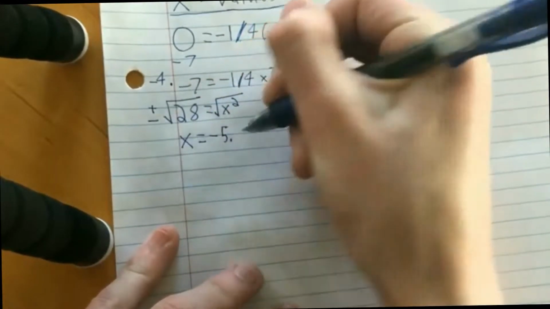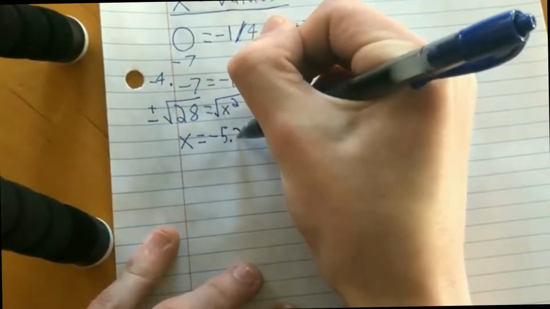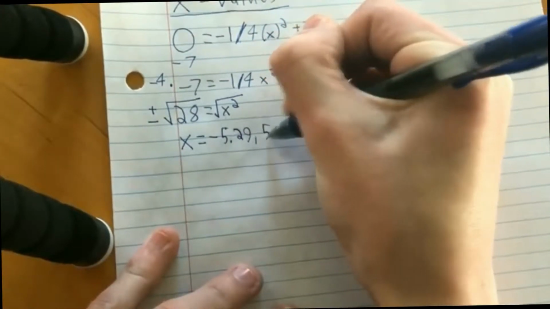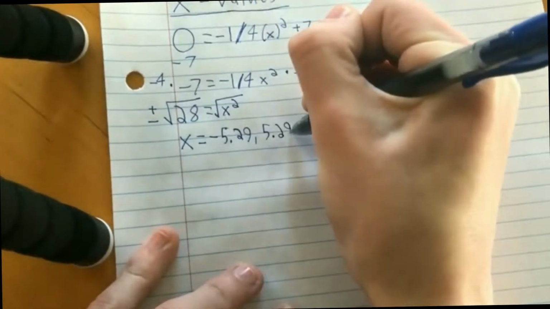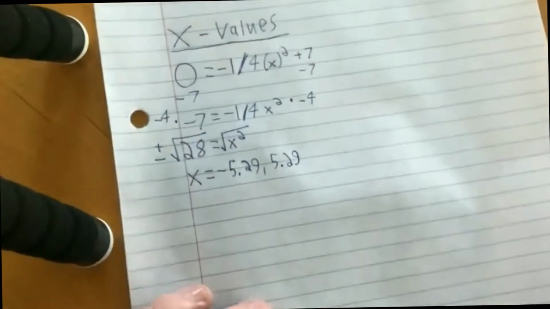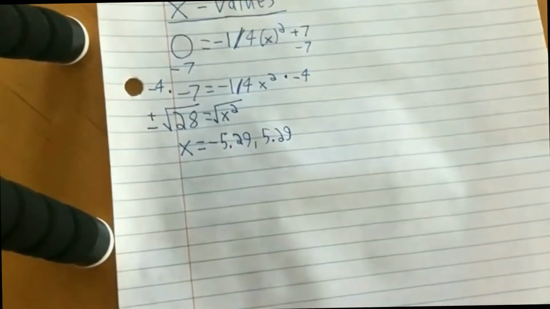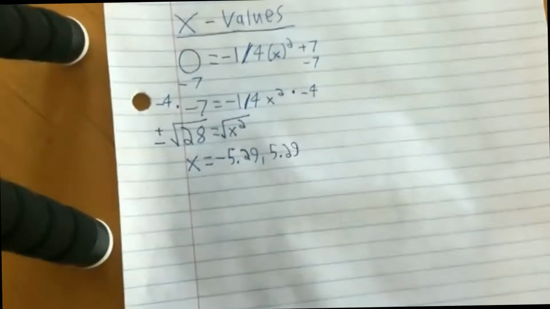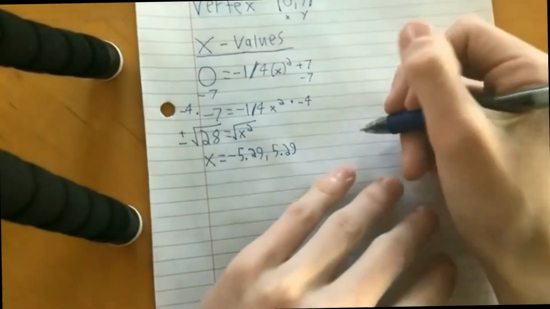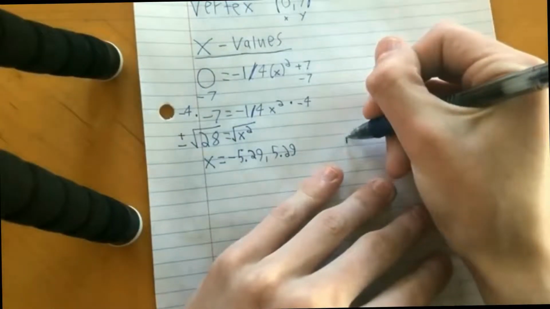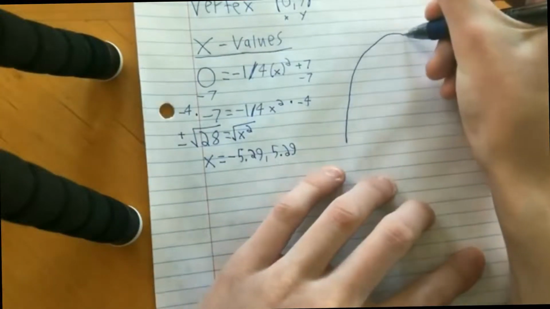So we're going to get negative 5.29 and then positive 5.29. All right, that's pretty cool. But how is that actually going to help me? Well, let me zoom in just a bit, and I'm going to draw a little thing quickly.